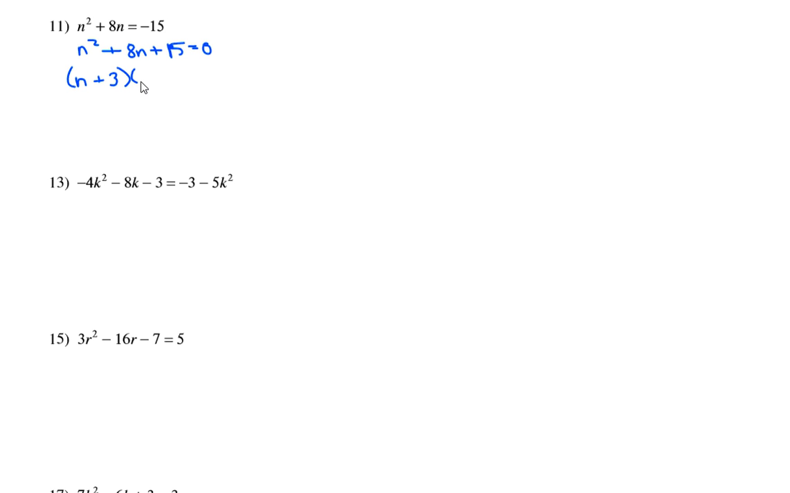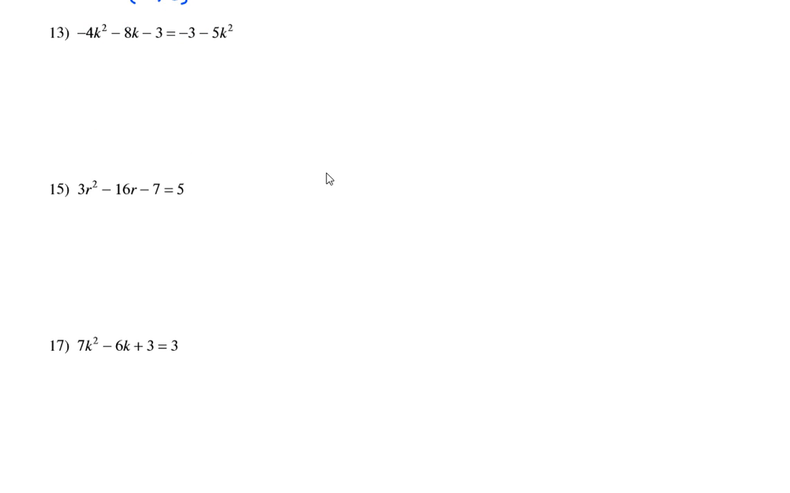I already know this one off the top of my head because I'm thinking of the values that multiply to 15, 3 and 5, and then I know if I have 5n plus 3n, that gives me 8n, so right away I can just factor that one. So n plus 3 must equal 0, or n plus 5 must equal 0. So n is equal to negative 3 if you subtract 3 on both sides of that equation, or n equals negative 5 if you subtract 5 on both sides of that equation. So numerical order, negative 5, negative 3 are my solutions.